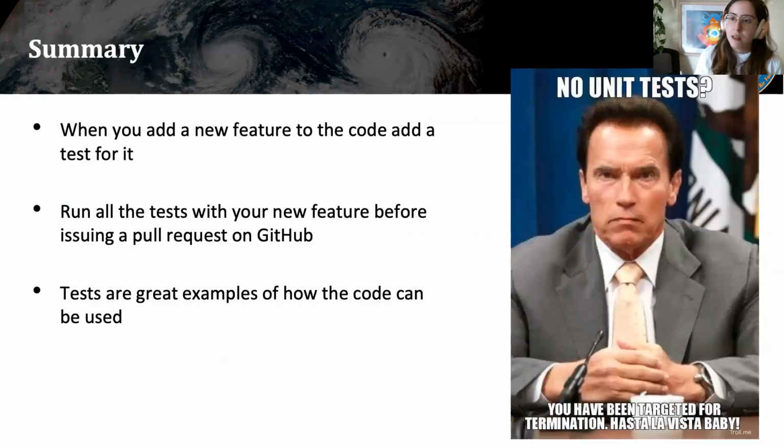Okay, this is my last slide, just a friendly reminder: please add tests when you add a new feature to the code. Make sure you build the system and run the test with the new feature that you're adding before issuing the pull request on GitHub. Basically, do not use Travis CI or Code Build to debug the new feature. You need to test it on your own machine before sending it back to GitHub.